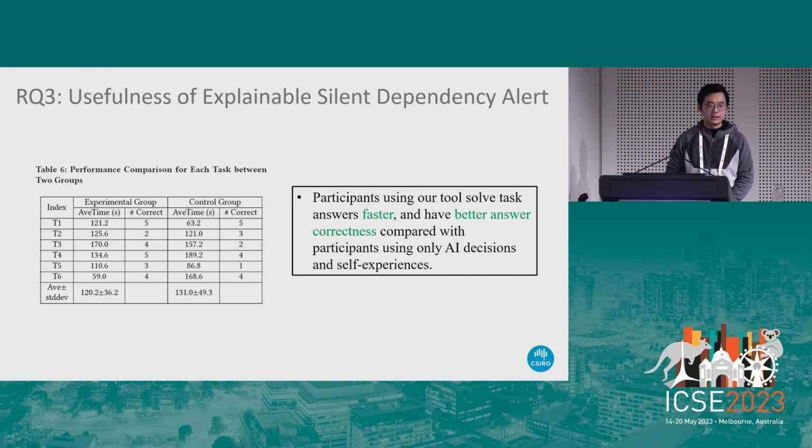For the true positive results, they get answers faster and have better answer correctness. For the false positives, they have slightly worse performance compared to the control group, because they have to spend time to reject the wrong explanation of the false positives. But overall, the differences are not very large. I mean, for the false positives, although the experimental group is a little bit slower, it is not by a very long time.